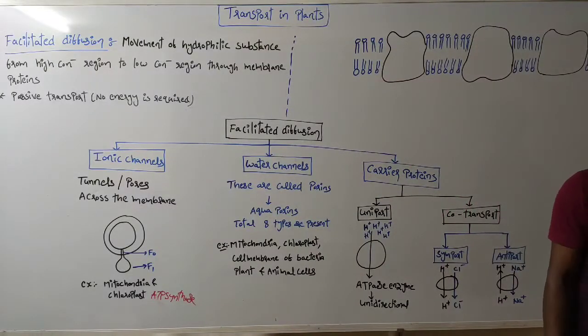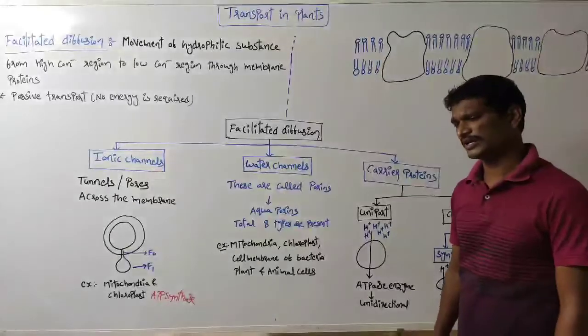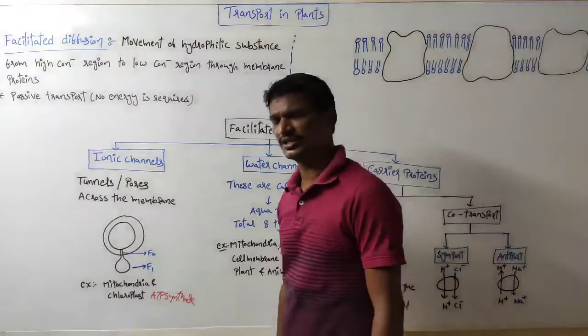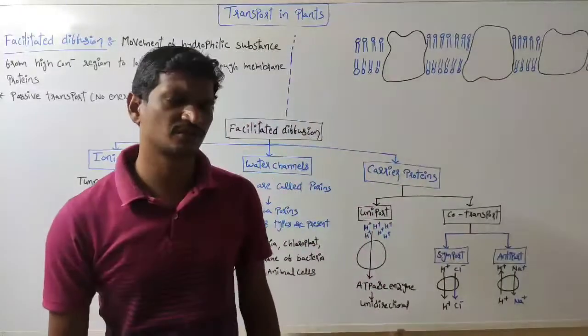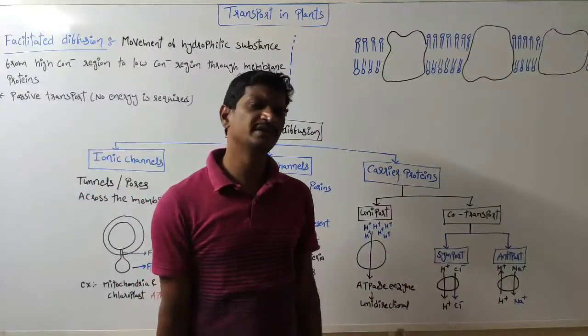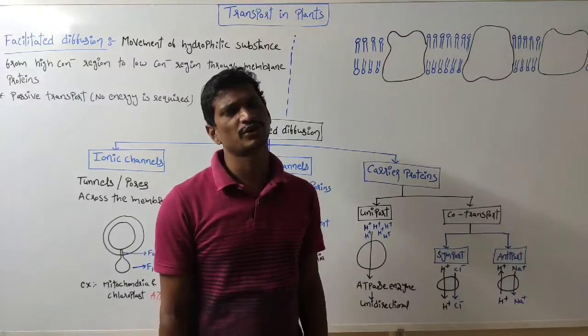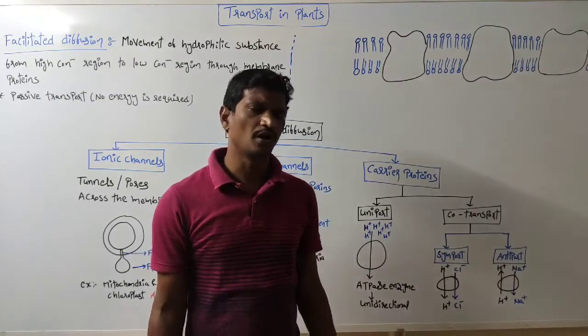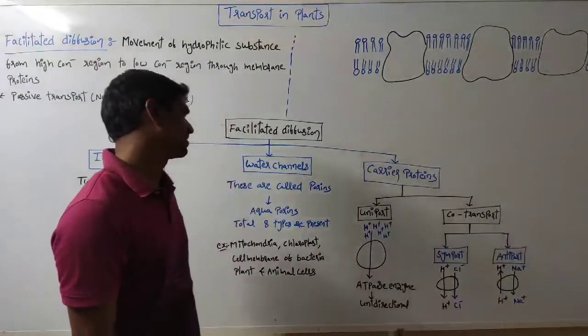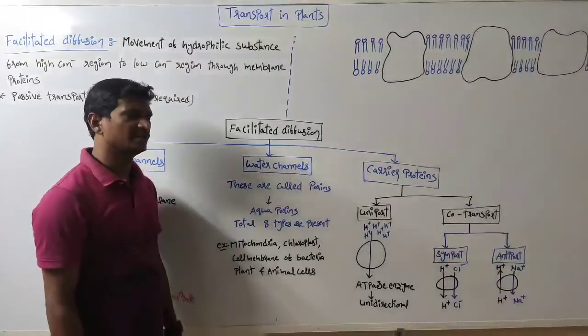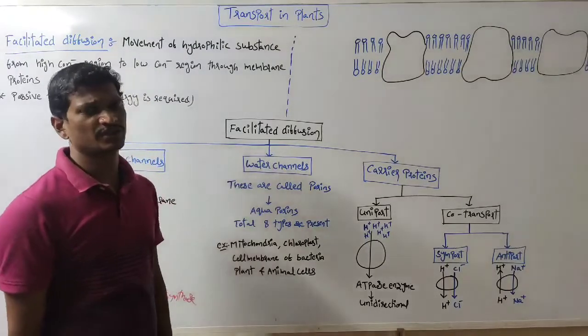And we know animal cells require water, plant cells require water, and fungi cells require water transport. So all living creatures require the transportation of water. So all the cell membranes contain the aquaporin proteins, which are involved in the transportation of water.